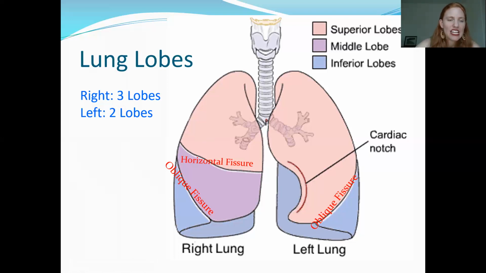at an angle, okay, running diagonally. And then the right lung, because it has that extra lobe, the middle lobe, the division between the middle lobe and the superior lobe, that's going to be called the horizontal fissure because it's more of a flat line instead of running down at an angle.